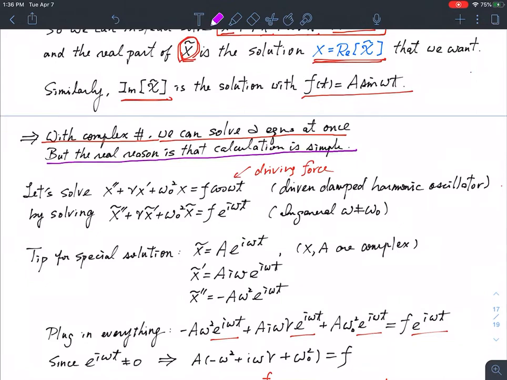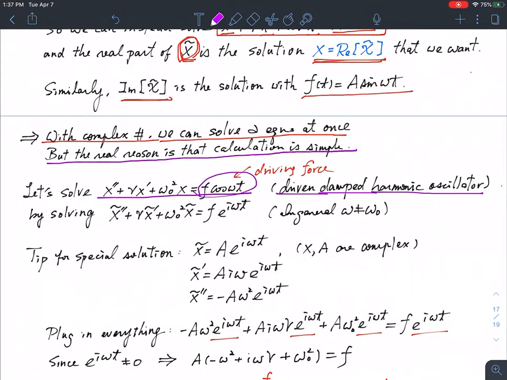Alright, so let's consider this equation you want to solve, with the driving force cosine omega t. This corresponds to a harmonic oscillator with damping and also being externally driven. This external force is driving the pendulum, driving the oscillator.